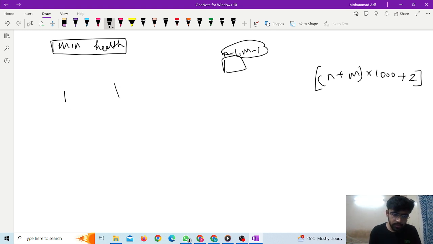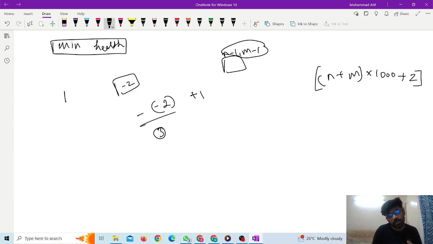Suppose this is minus 2. Now suppose it is only one element, like if only a 1 cross 1 matrix is given to us. What will be the minimum possible health that will be required? It will be 3. Why 3? Because minus 2, minus 1 and then plus 1. This will be the minimum possible health. Anything less than 3 is not possible, because less than 3 is 2, and minus 2 plus 2 actually equals 0.